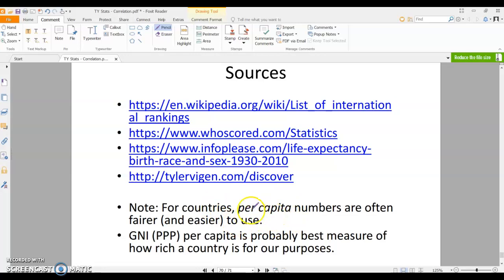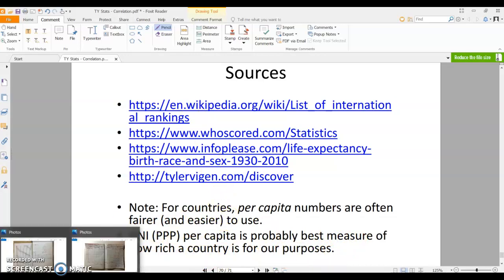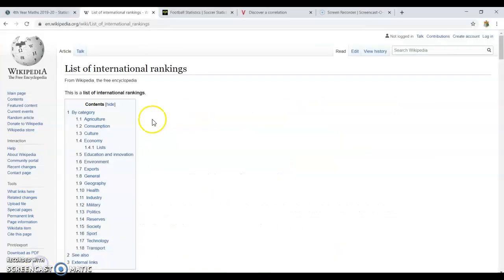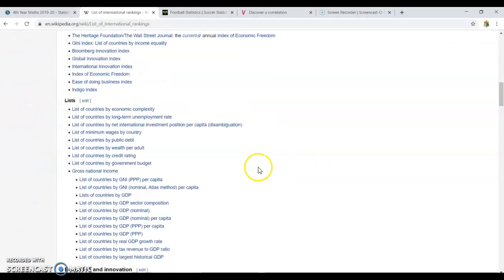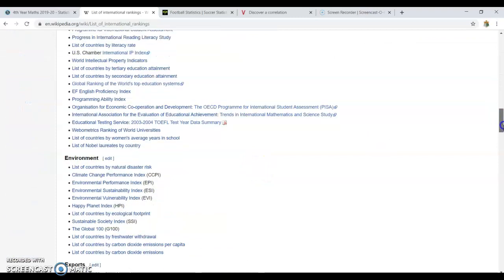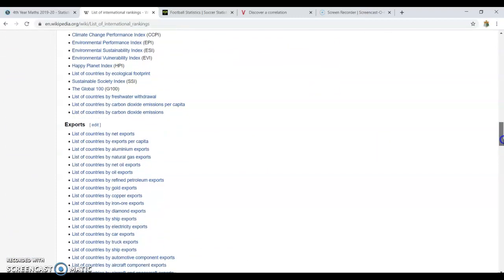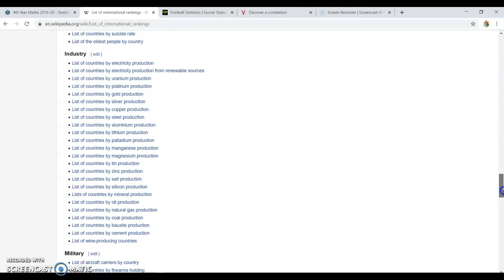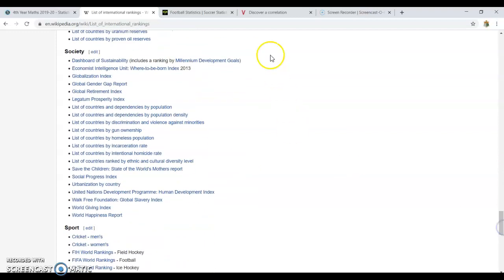If you want to do something about how rich countries are, that's probably the best bet. There's loads of different measures of how rich countries are. That's the best one to use, I would say, for your purposes. Okay, just to go through then a couple of these websites. So that list of international rankings is going to take you to this page here, and you can find countries listed by all sorts of stuff. So that might be a good source.